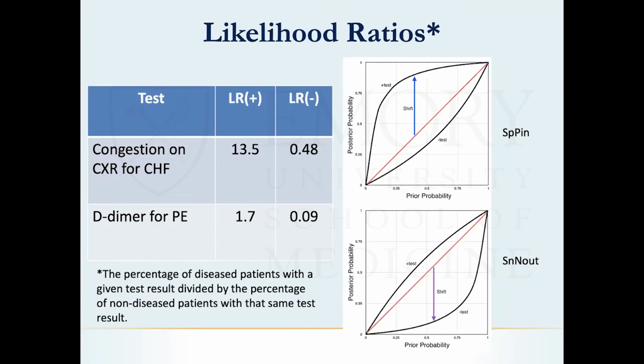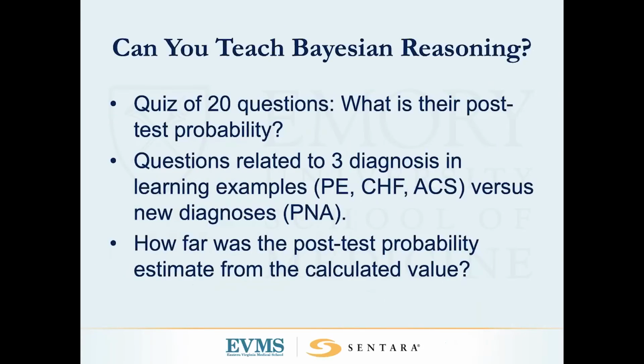Whereas D-dimer for pulmonary embolus has a pretty crummy positive likelihood ratio, but a very good negative likelihood ratio. So it's asymmetric in the other direction. And that's because it is highly sensitive. And this can be remembered by the mnemonic SNOUT. A test that's highly sensitive, if negative, is good for ruling something out. These are the concepts that these students were taught.